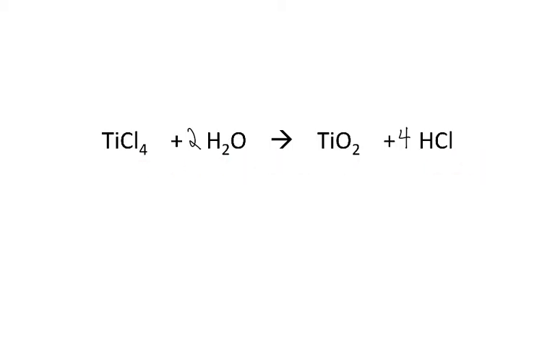But it's always good to double check, right? So I've got 1 titanium, 1 titanium, I've got 4 chlorines, I've got 4 times 1, so I've got 4 chlorines, I've got 2 times 2, so I've got 4 hydrogens, 4 times 1, I've got 4 hydrogens, 2 times 1, I've got 2 oxygens, and I've got 2 oxygens. So this equation is balanced. And let's do another example.